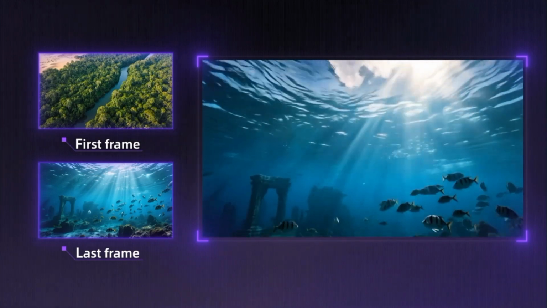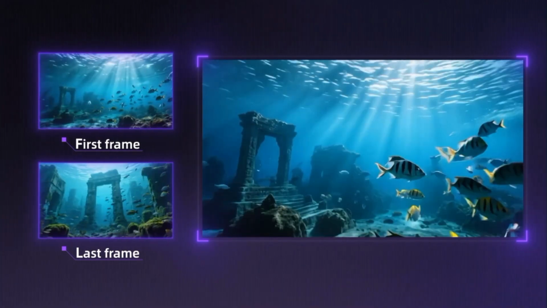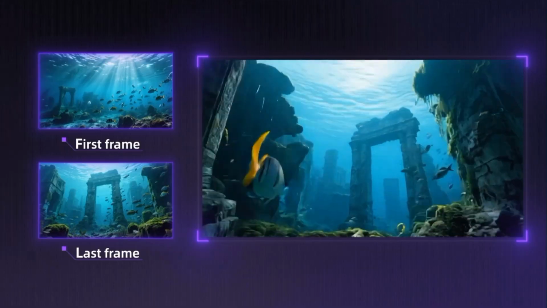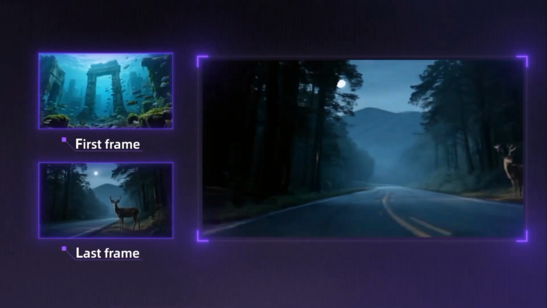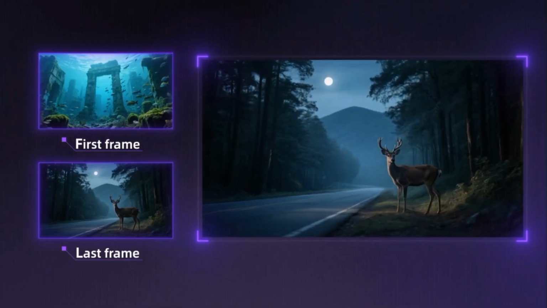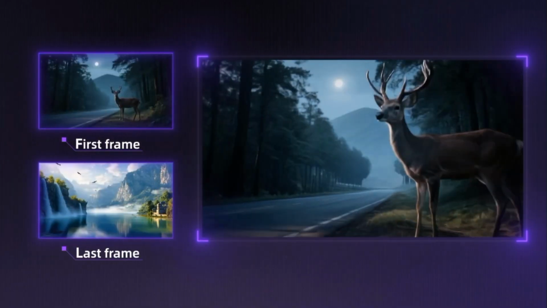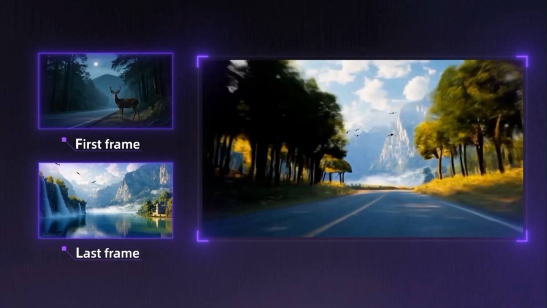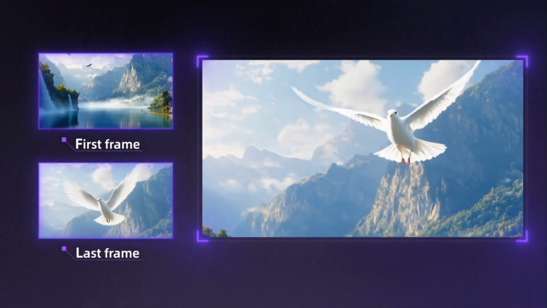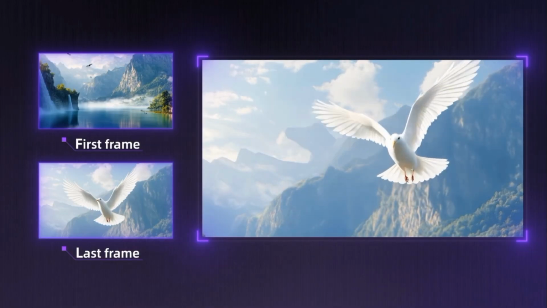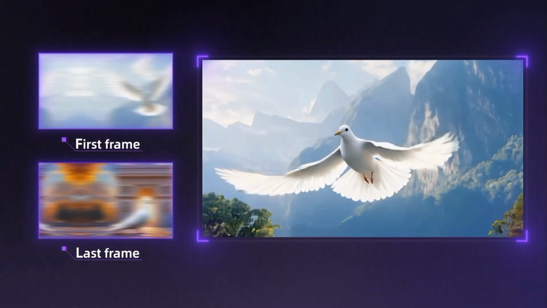Wan 2.1 first-last frame-to-video is an AI-based video generation technology that synthesizes intermediate frames between a given start and end frame to produce smooth videos. It leverages a 14B parameter model, supports multi-GPU accelerated inference, and offers pre-trained checkpoints with a Gradio demo for interactive testing. Applications include video inpainting, animation production, and more.